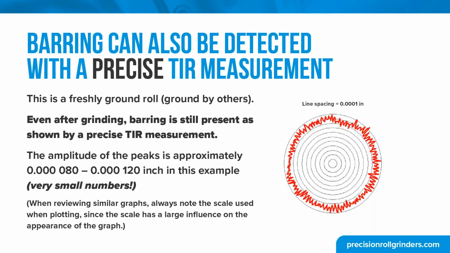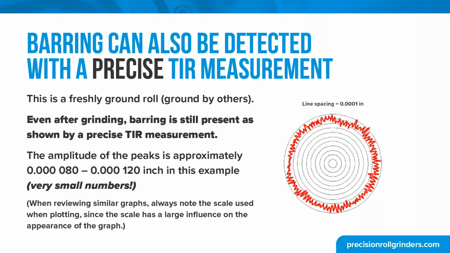The amplitude of these peaks is approximately 80 millionths to 120 millionths of an inch in this particular example. Those are really small numbers. The spacing on this graph is 1/10,000th of an inch. Every line represents 1/10,000th of an inch. So when you look at a similar graph, note the scale, because the resolution of the instrument and the scale of the plot has a big impact on the appearance of the graph.